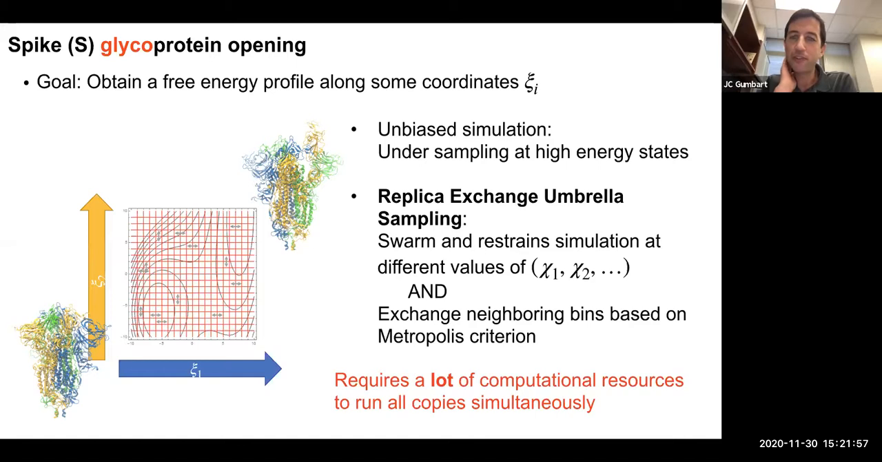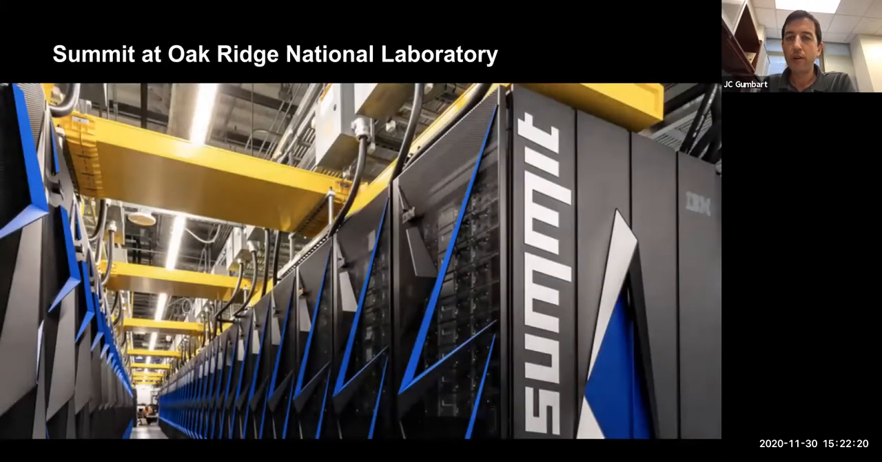First, I want to emphasize that the amount of computational resources required for this calculation becomes quite tremendous. We're doing this in 2 dimensions. It's a 700,000 atom system, and we have hundreds of copies of it that have to be run simultaneously in replica exchange umbrella sampling. To do that, we were fortunate enough to get an allocation of time on Summit at Oak Ridge National Lab.